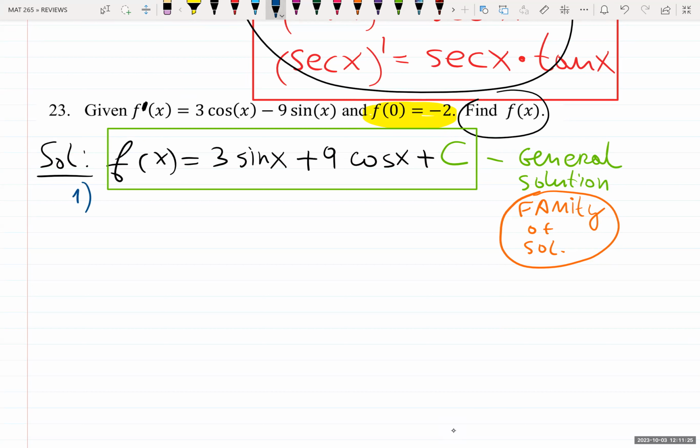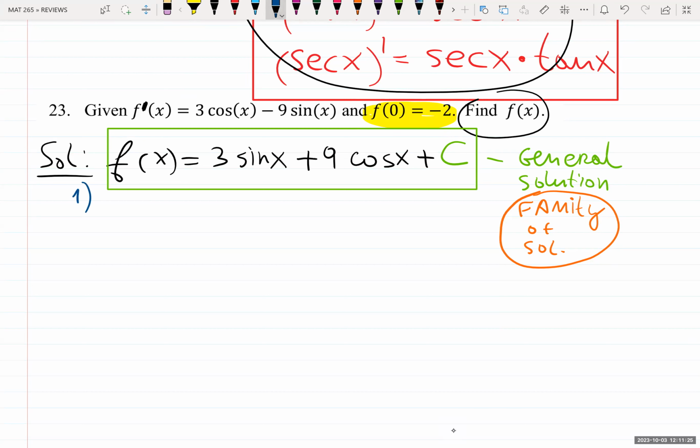And in general, those problems are called initial value problems. Initial value says, initially at 0, I had -2. If you want to see some kind of application, it's like a temperature. Sine and cosine go up and down, up and down. But originally, when I started checking the temperature, it was -2 Fahrenheit. So knowing this initial value, now I can give you the original function of the temperature.